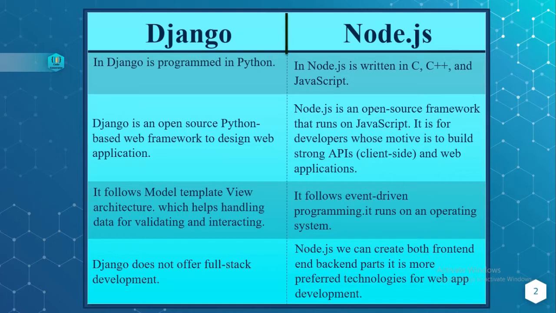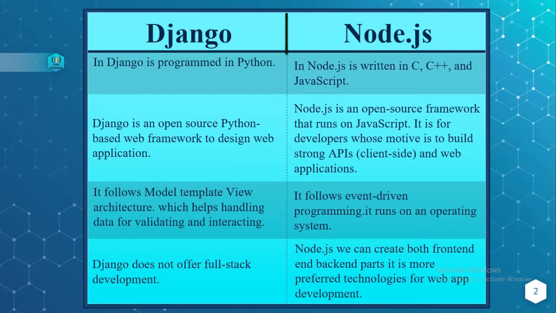So next comes Django. It follows model template view architecture, which helps handling data for validating and interacting. Whereas Node.js follows event-driven programming. It runs on any operating system. So Django has its own Python, whereas Node.js can run on any operating system, that is Ubuntu, Windows or anything.